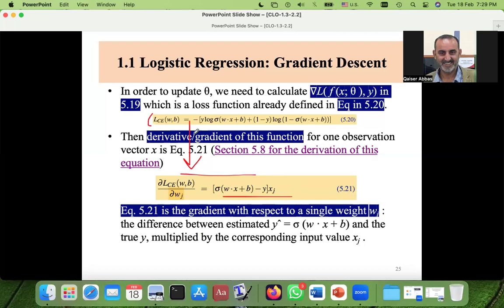We have taken this equation, and I have given the reference that in section 5.8 of that book, the derivation of that equation is given. So by using that information, we reached this summarized form, the answer of that derivation. Now we want to find the partial derivative for a single input observation, not for all variables. In terms of weights, this is the equation for a single weight, not for all.